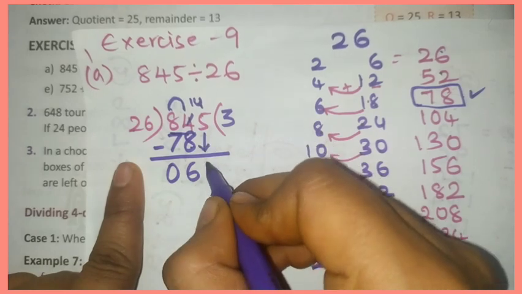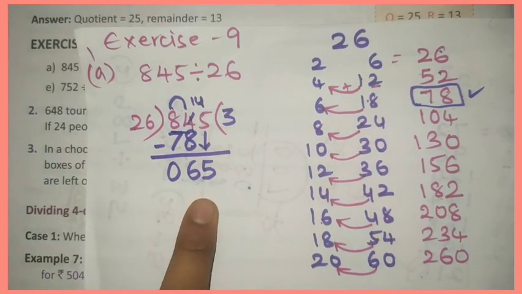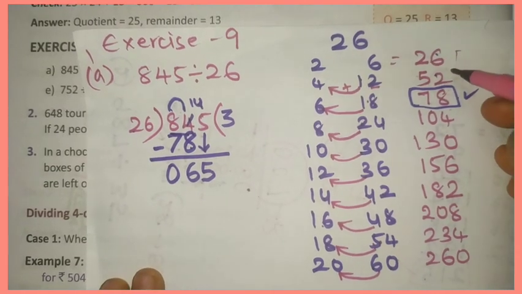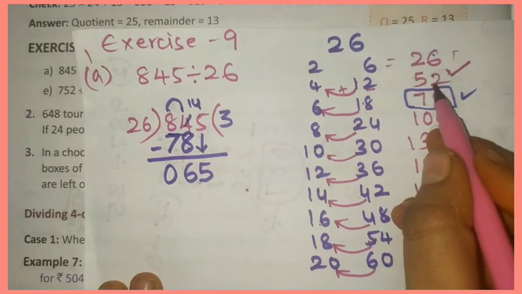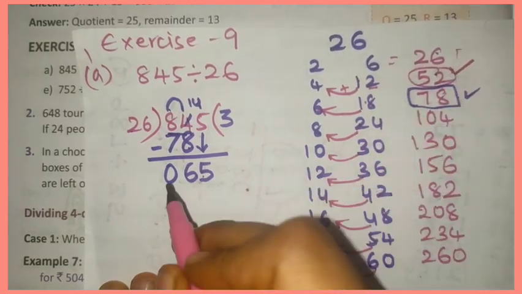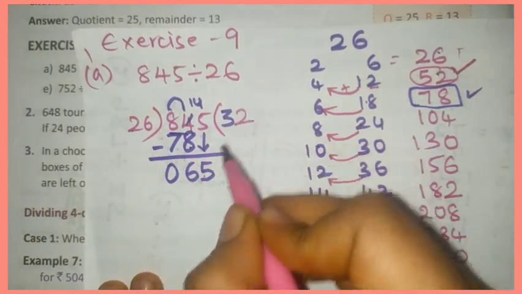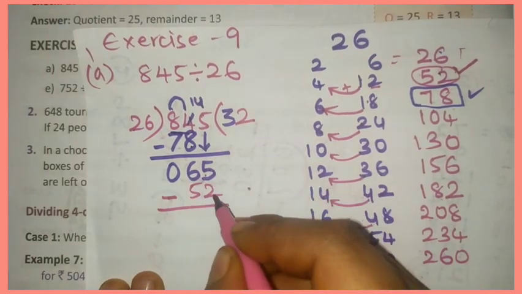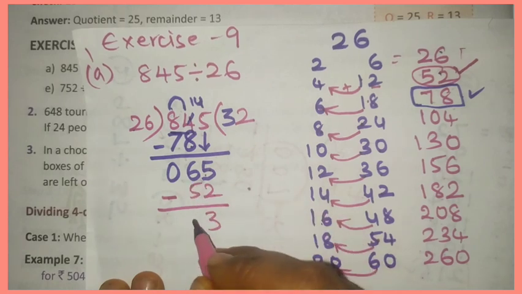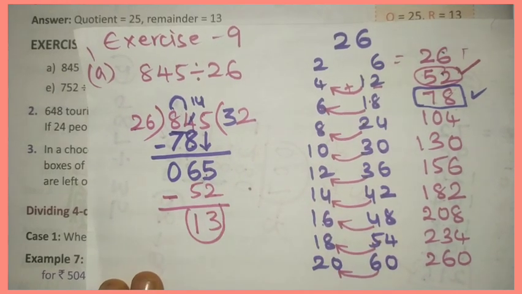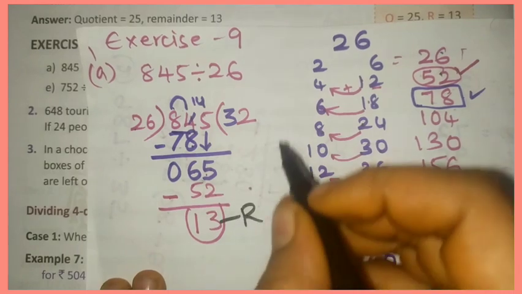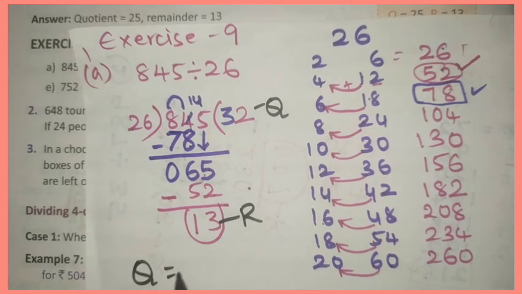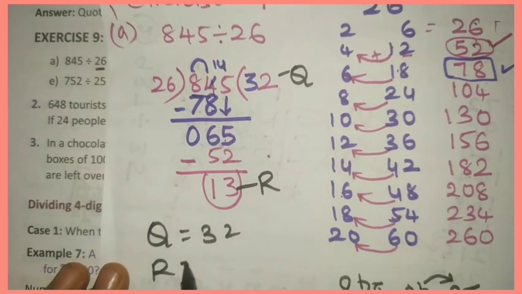Now we'll take this 5 down. What is the number? 65. Here, is 65 there? No. 52 is there. 52 is less than 65, so we'll take this 52. 26 2s are 52. Now we'll do subtraction. 5 minus 2 is 3. 6 minus 5 is 1. So we got remainder 13 and quotient 32. Q is equal to 32 and R is equal to 13.